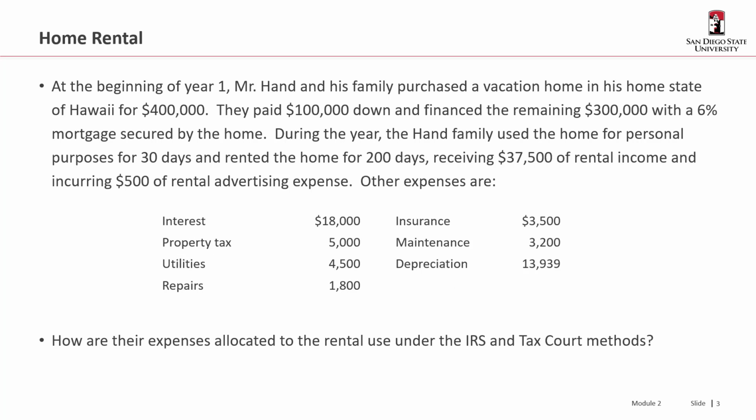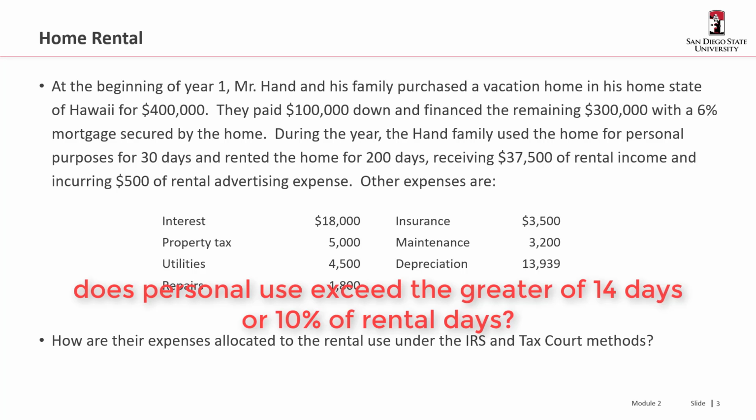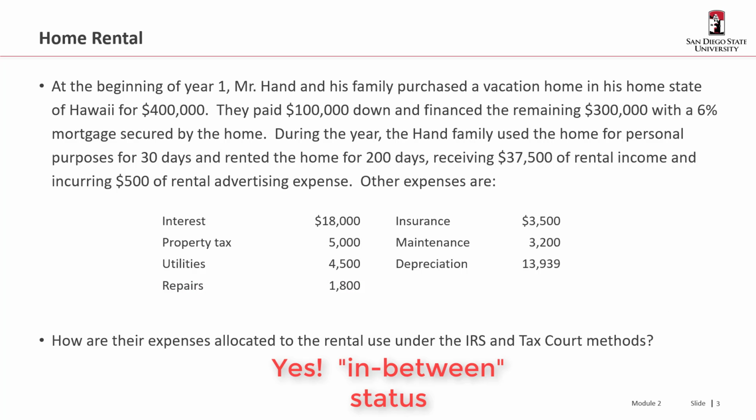So at the beginning of year 1, Mr. Hand and his family purchased a vacation home for $400,000. Paid $100,000 down, financed the remaining $300,000 with a 6% mortgage. During the year, they used the home for personal purposes for 30 days and rented the home for 200 days. They received rental income of $37,500 and incurred $500 worth of rental advertising expense.